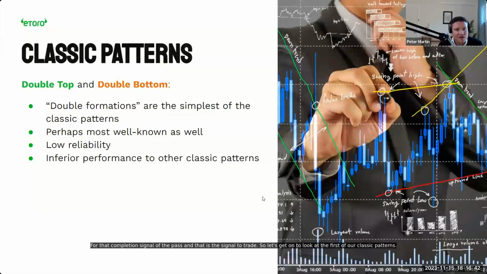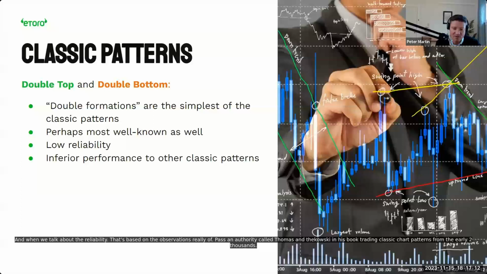One of the most well-known are these double formations, double top and double bottom. So these actually are reversal patterns. A double top is where prices are rising, it peaks out, and you expect it to reverse if you see this happening. And a double bottom is where price is falling, and you expect price to bottom out if you see this pattern. They aren't particularly reliable.